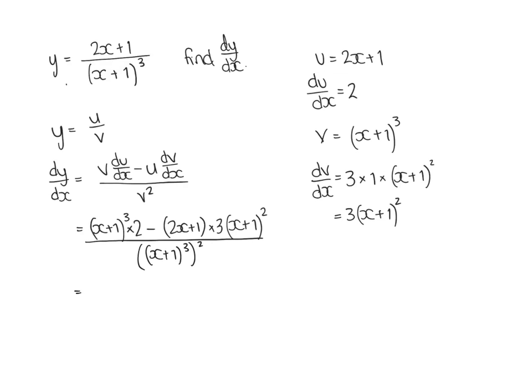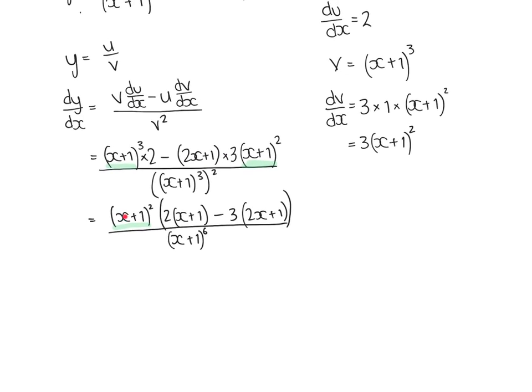So at this stage here, we're just going to make our top line look a bit neater. Okay, and what we can do is we can see that there's an x plus 1 common to all the terms on the top, so we're going to factorise it out. So we take it to the front. What comes out of that? This first term is 2 lots of (x plus 1). Out of the second term is minus 3 times (2x plus 1).